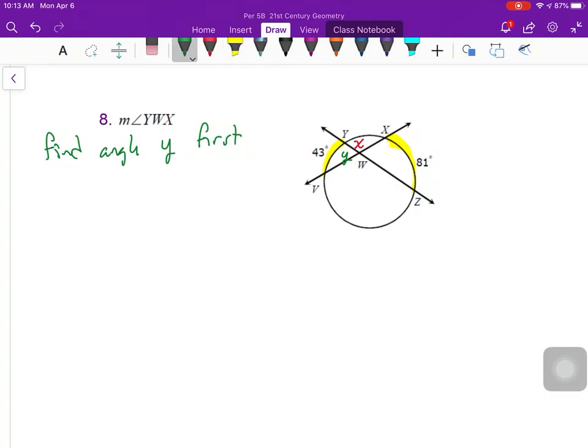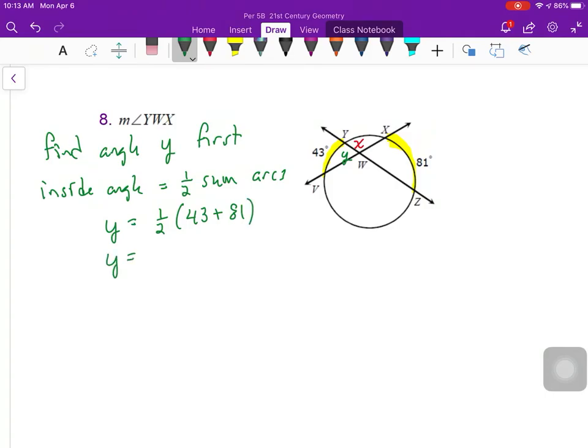And the reason I think we should find that one first is we know the arcs that go with angle Y right there. So we're dealing with an inside angle. It will be equal to half the sum of the arcs. So Y will be equal to half of 43 plus 81.